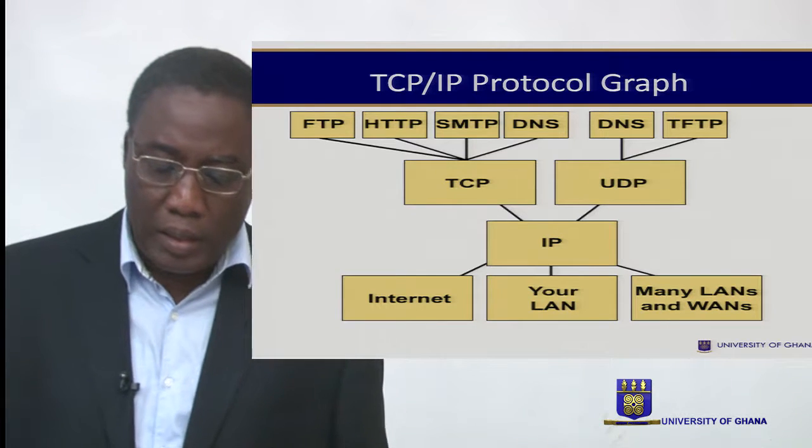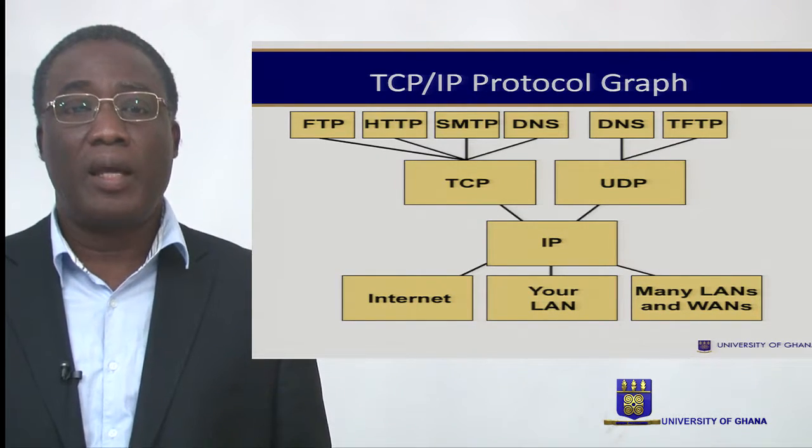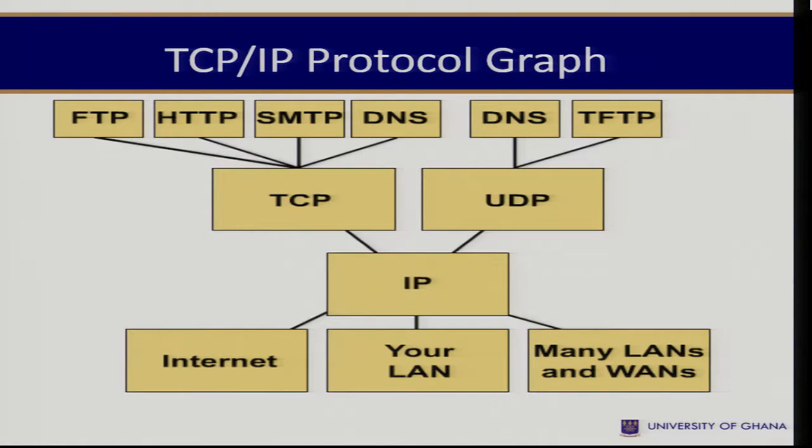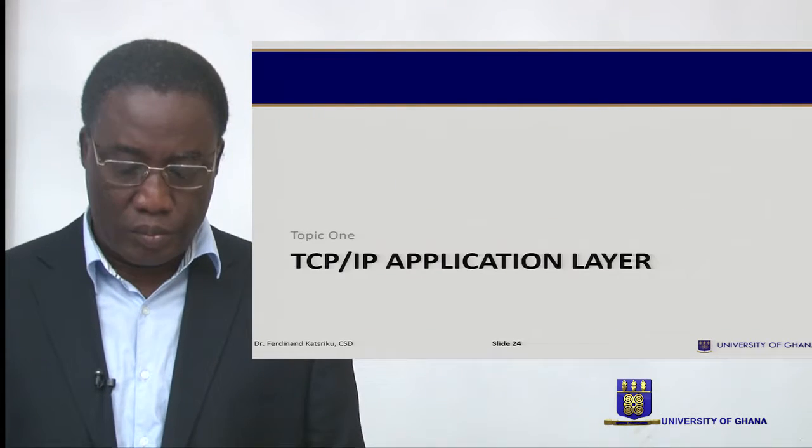Now, the protocol graph for TCP/IP. So what you see here are the protocols on top, and each protocol, whether it's related to TCP or UDP, and then how that translates into IP and then connected to the internet or your LAN or your LANs or many LANs or WANs.